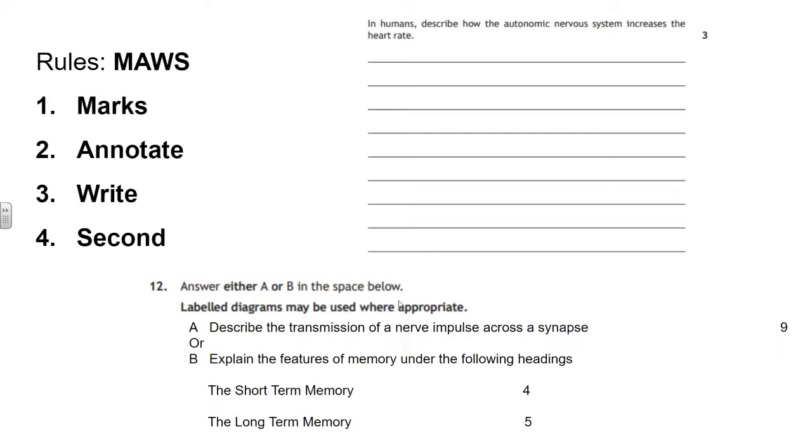Question 12, answer either A or B in the space below. Labelled diagrams may be used where appropriate. We'll come back to that. And then it's got options A or B. You can either describe the transmission of a nerve impulse across the synapse for 9 marks, or explain the features of memory under the headings short-term memory and long-term memory. 9-mark questions are something you definitely won't have come across at National 5, so they can be quite scary until we really see how easy they are to answer.